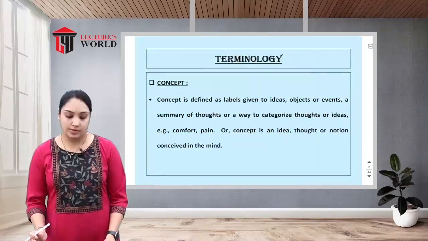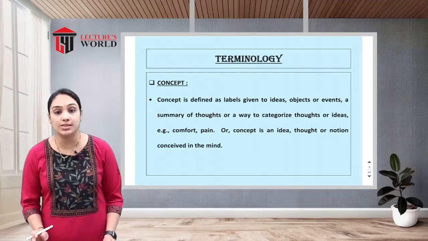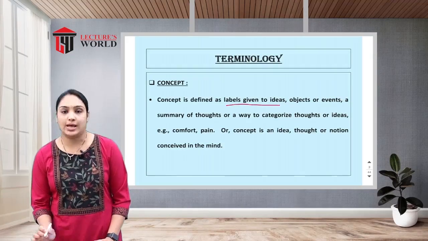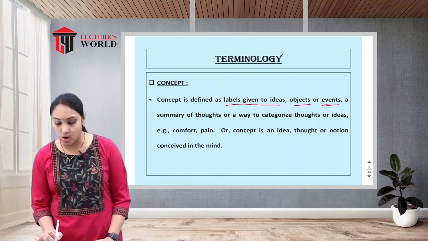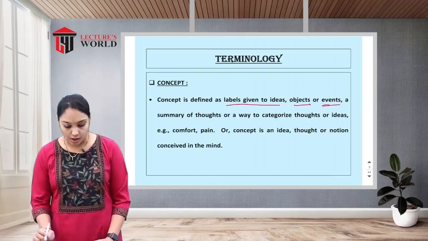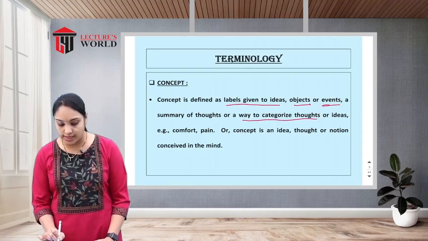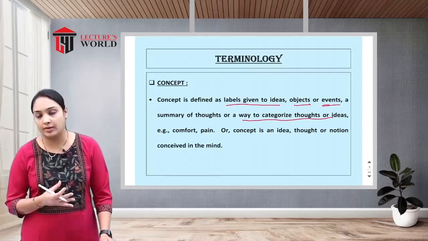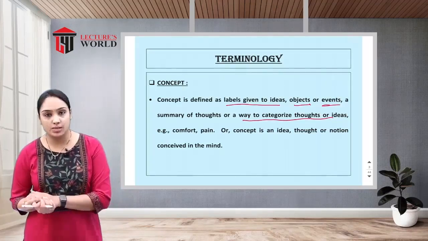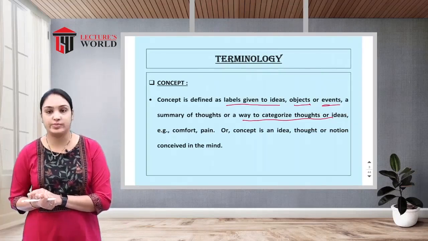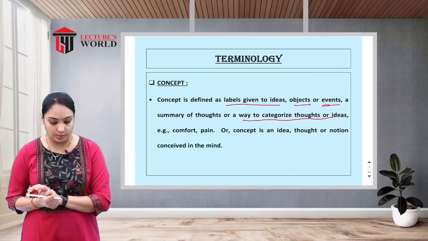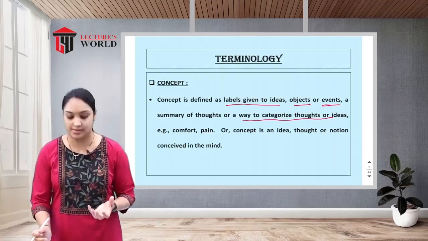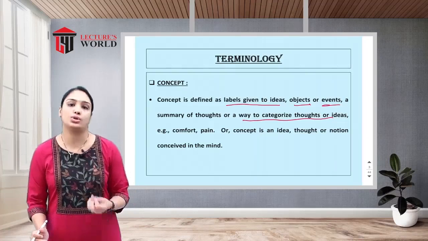The second one is concept. What is a concept? A concept is defined as the labels given to ideas, objects or events. A summary of thoughts or a way to categorize thoughts or ideas. Mainly, what are the thoughts we are having? The labels we give to thoughts, objects or any events. We can say it is a summary of thoughts or a way to categorize particular ideas or thoughts.